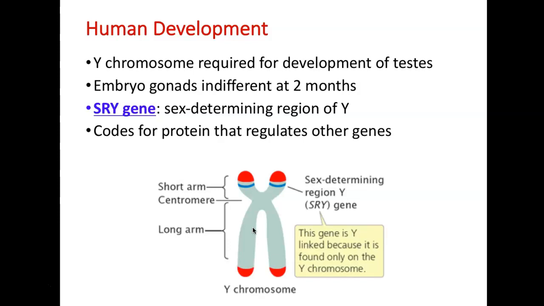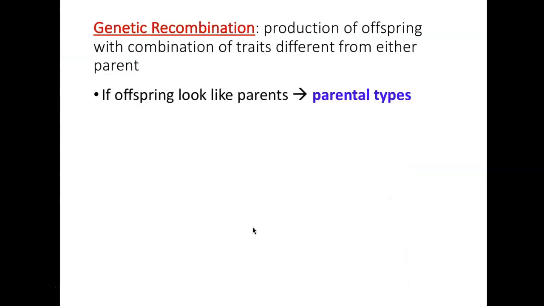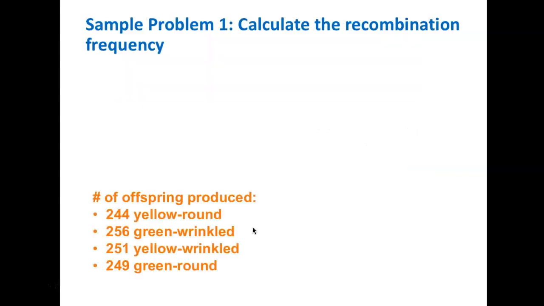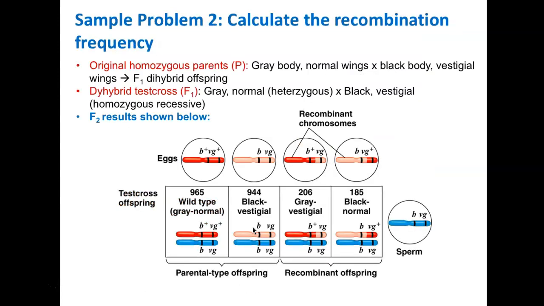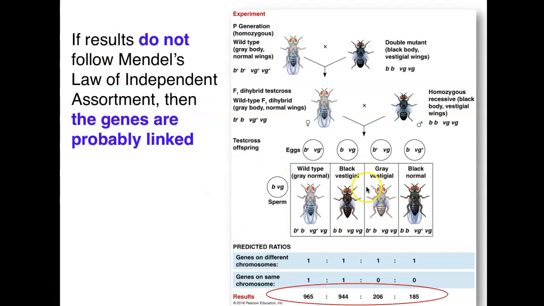How can you tell if genes are linked on the same chromosome? If genes are linked on the same chromosome, you're going to see a situation like this, where there should have been an equal amount of each outcome, but there is significantly more parental types than there are recombinants. Therefore, the genes are linked on the same chromosome.